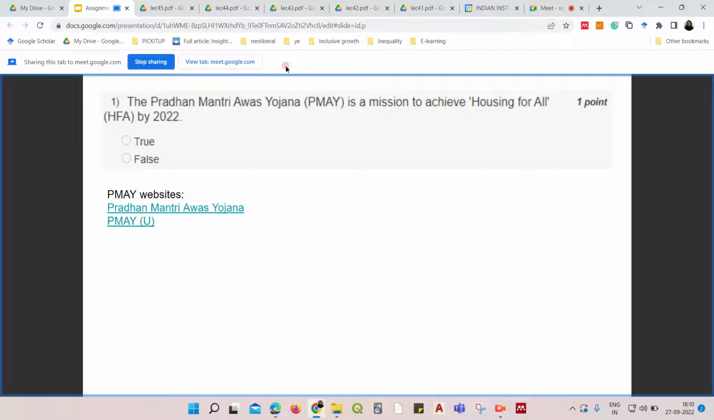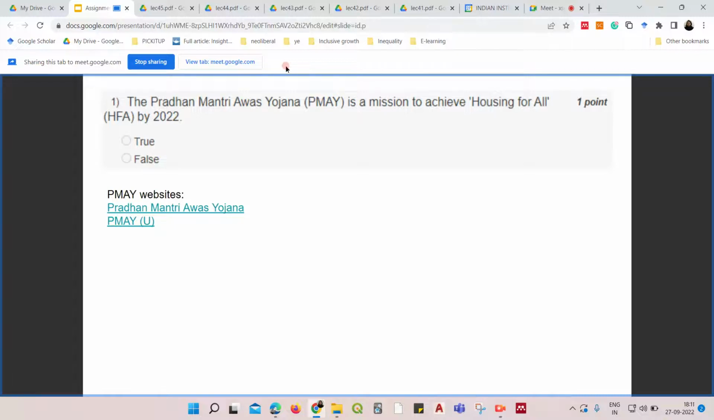Okay, going on, we'll start with our questions. So, first question today is the Pradhan Mantri Awas Yojana, which is PMAY. It is a mission to achieve housing for all HFA by 2022. Is it a true or a false statement?